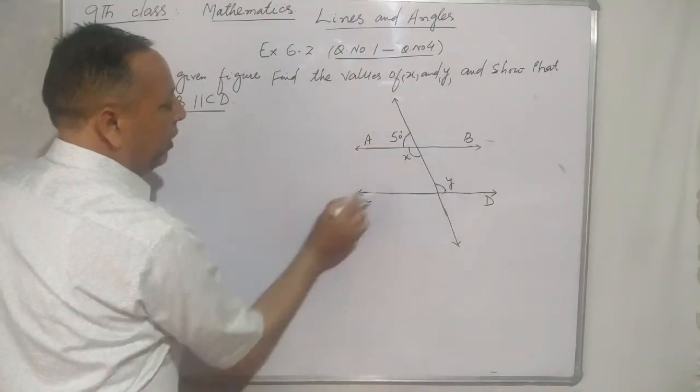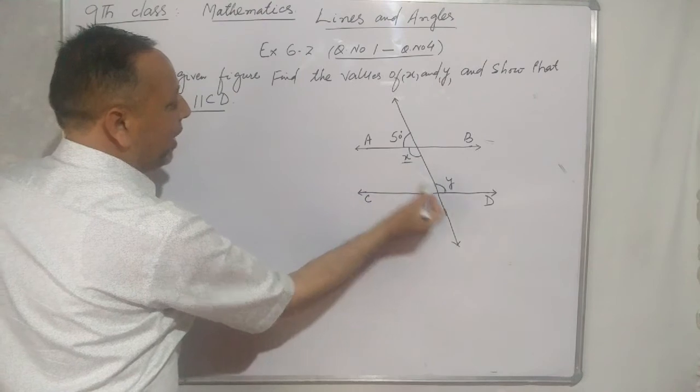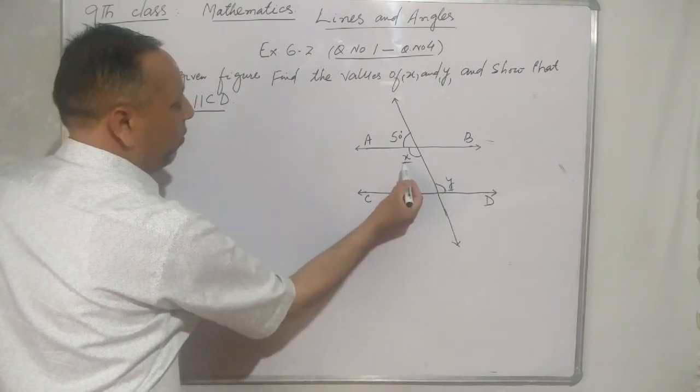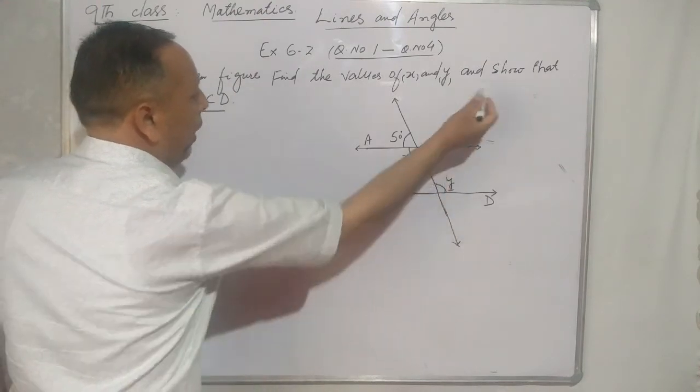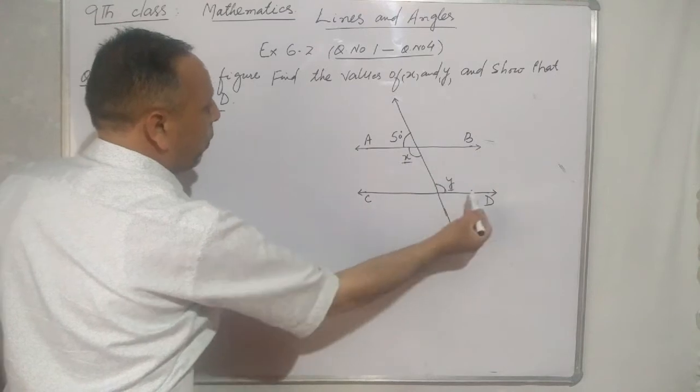Question number 1 says that in the given figure, find the values of x and y. A figure is given here. You have to find the value of angle x and the value of angle y, and show that line AB is parallel to line CD.